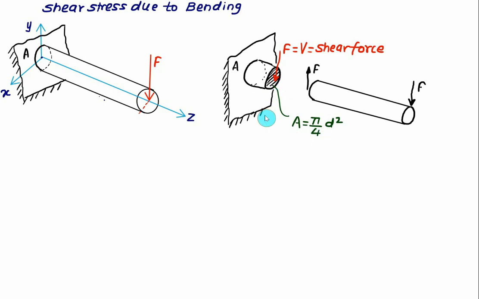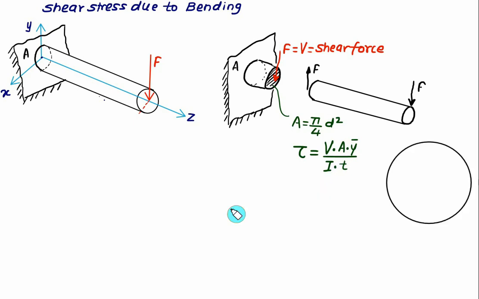In this case, we have to calculate the shear stress. That will be the shear stress due to bending. This value of the shear stress in general is given as tau is equal to the shear force multiplied by area into y bar, I will explain what is area and y bar, divided by the moment of inertia, that is the second moment of inertia, multiplied by thickness.